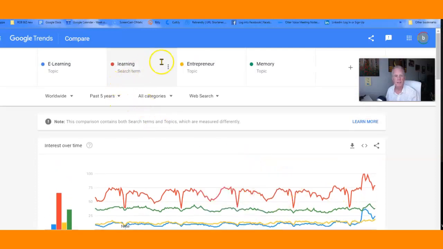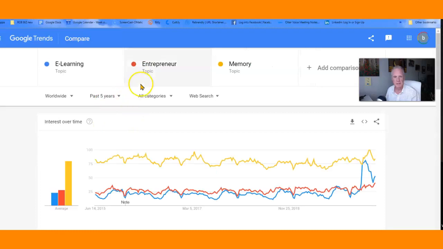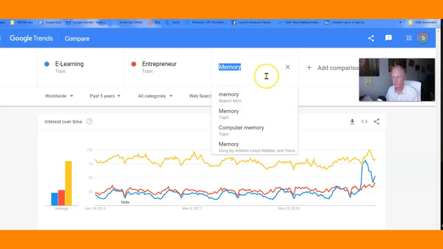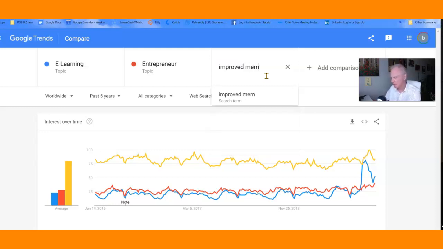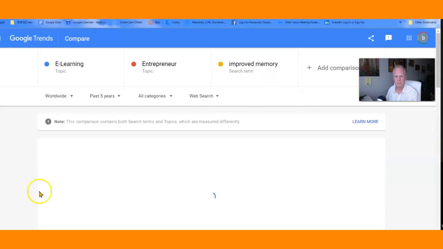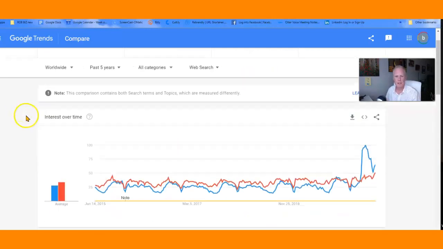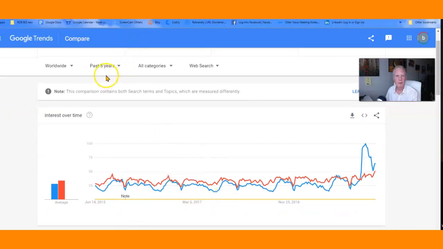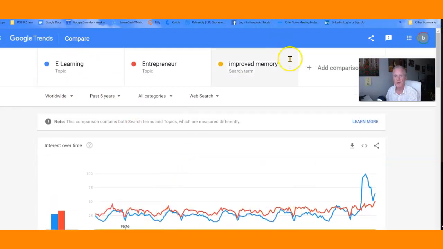Now, let's do this. Remove. Just watch, the colors are going to change, and then you're going to remove, let's say, edit memory to, let's put it to improved memory. And see what happens. Okay. Now, improved memory for the past 5 years worldwide is below the sweet spot. So that would not be a good niche to go into.